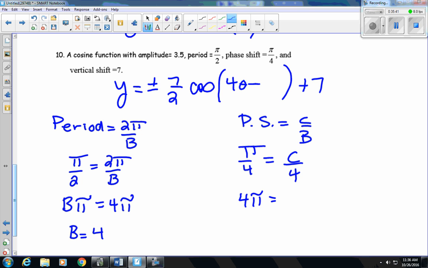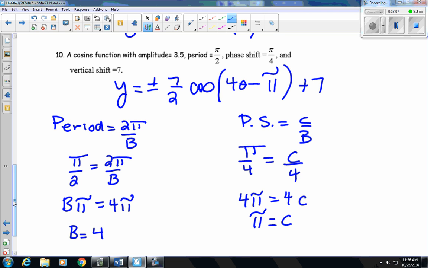4 pi equals 4C. What happens? I divide by 4, and pi equals C. All right, now your last step should be go back and work it backwards like we know how to do. So we have an amplitude of 3.5, check. We've got the cosine function, check.